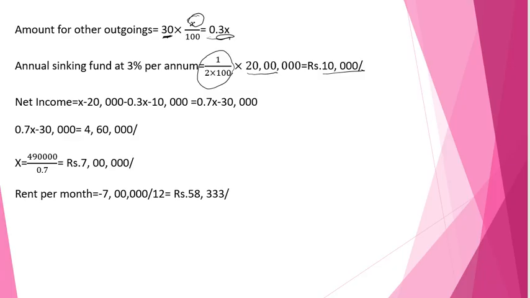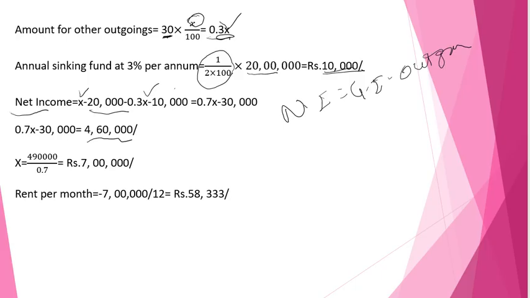So net income is equal to gross income minus outgoings, and net income is 4,60,000. X is the gross income minus outgoings. One outgoing is 20,000, other is 0.3X, third one is 10,000. So X minus 0.3X is 0.7X minus 30,000. So 0.7X minus 30,000 equals 4,60,000, which is net income. So X equals 4,90,000 divided by 0.7, it is 7 lakh. So your gross income is 7 lakh.